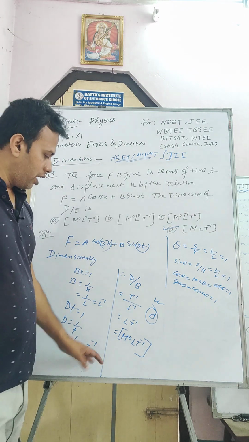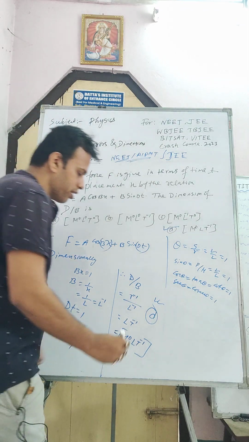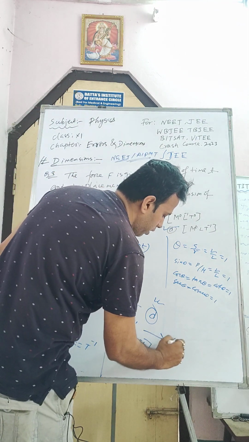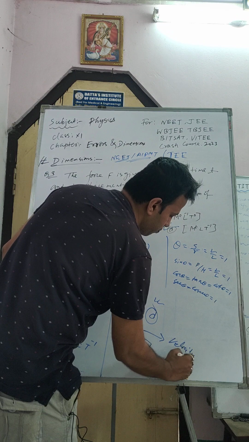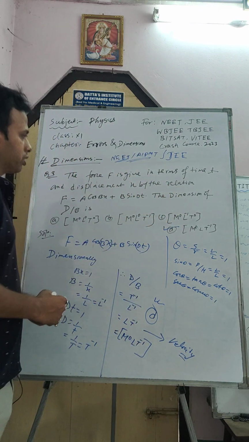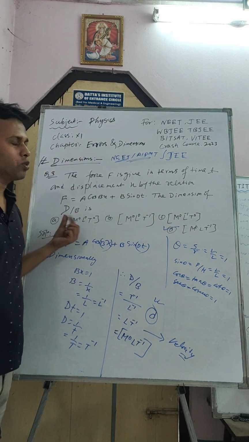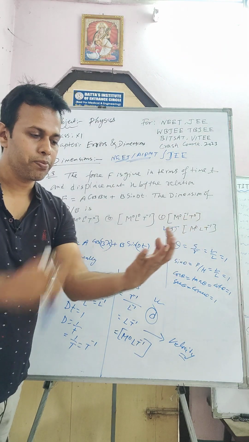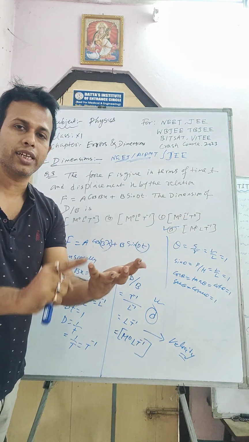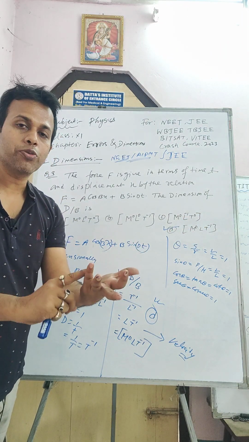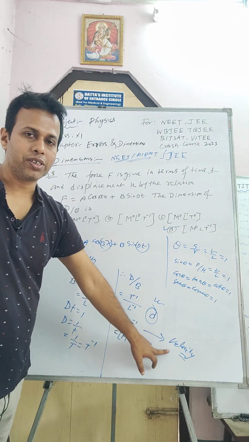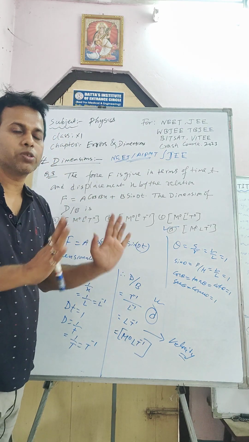Now what is LT⁻¹, what is the dimension of this? Velocity. So sometimes they ask which physical quantity the dimension matches. It may be mass, velocity, acceleration or momentum. So which option will be matching here? Velocity is matching, so option B will be the correct answer, suppose option B is the velocity.